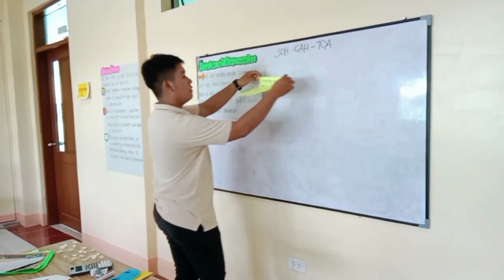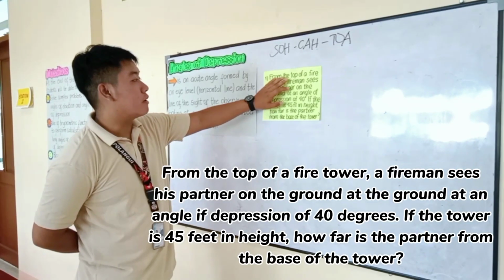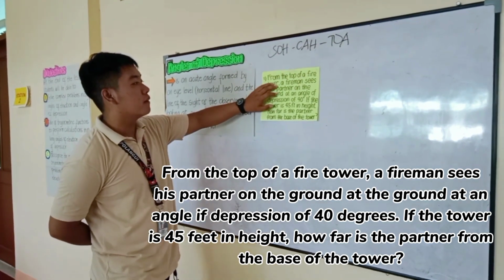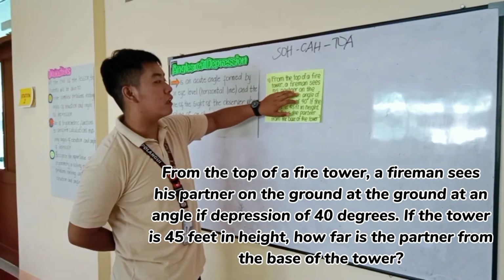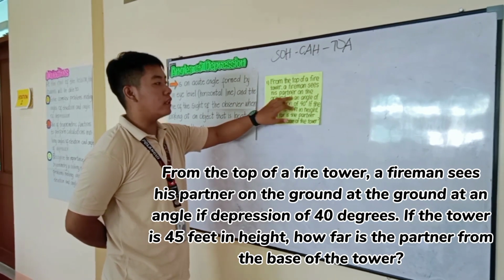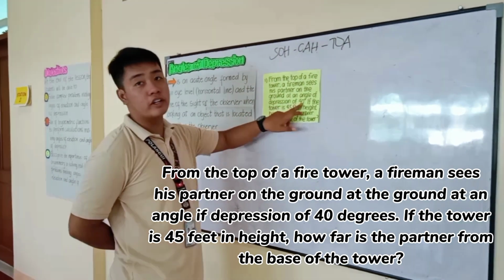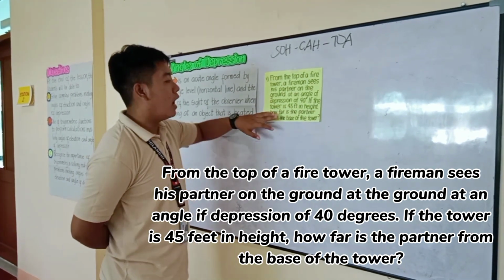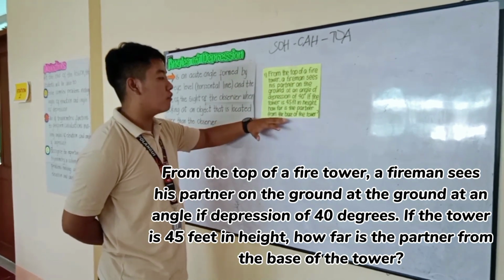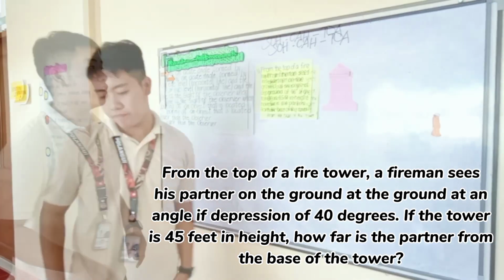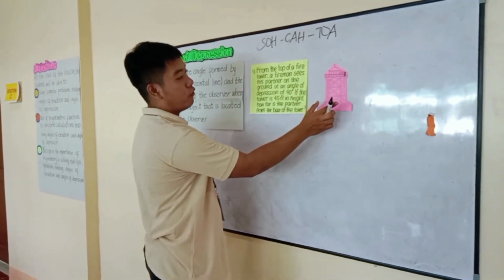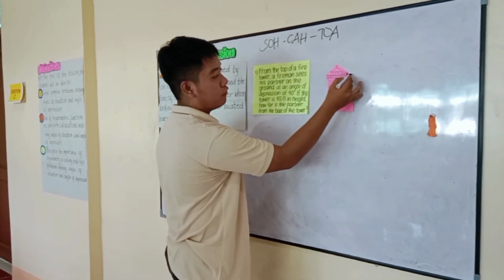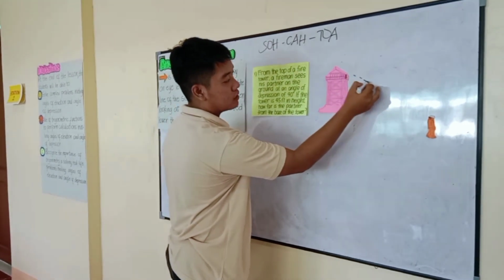For example, from the top of a fire tower, a fireman sees his partner on the ground at an angle of depression of 40 degrees. If the tower is 45 feet in height, how far is the partner from the base of the tower? For instance, this is the fire tower. The fireman is looking at his partner below.